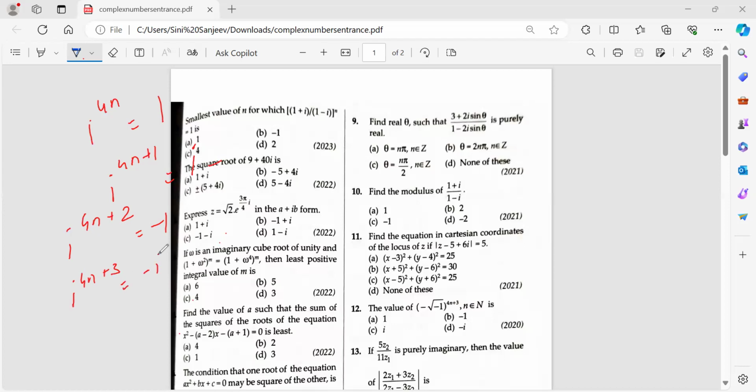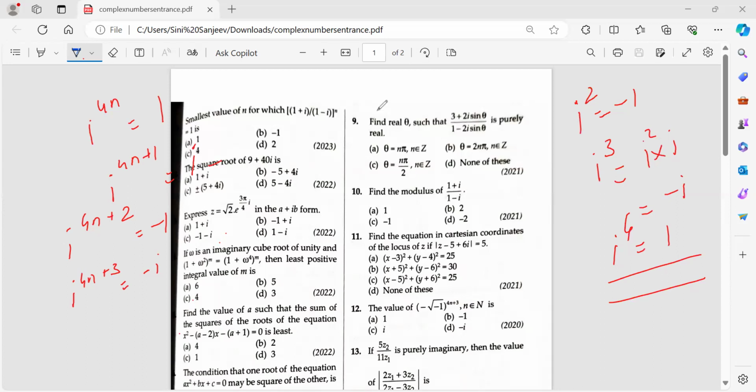And we should all know what is i square value: minus 1. i cube value is what? i square into i, correct? So minus i. i power 4 is i square into i square, that is plus 1. So up to this, are you clear? I am telling you this because these are the shortcuts that we'll be using for the class. If everyone has noted this down, let me know.